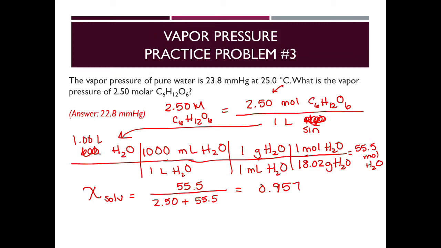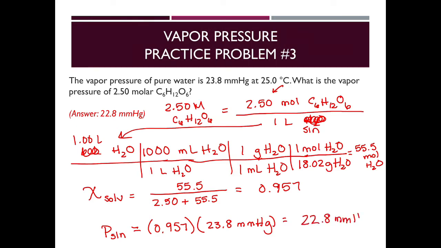And then we can calculate the vapor pressure of our solution by saying, okay, we take our mole fraction, multiply that by the normal vapor pressure, which it has up there, 23.8 millimeters of mercury, and that will get us 22.8 millimeters of mercury for the vapor pressure of our solution.